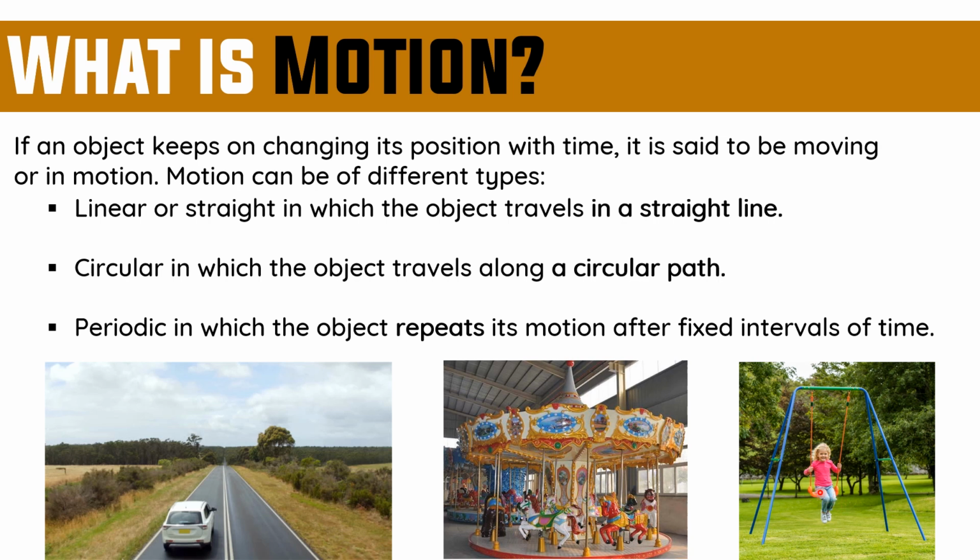So children, in your textbook, in this chapter, Motion and Time, one table is given, table 13.1. There, identify whether each example of motion is a linear motion, or circular motion, or periodic motion. So write that in your textbook with pencil.